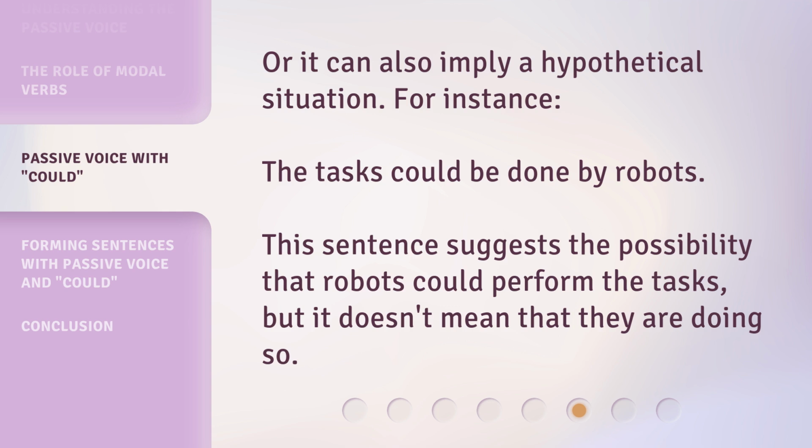Or it can also imply a hypothetical situation. For instance, the tasks could be done by robots. This sentence suggests the possibility that robots could perform the tasks, but it doesn't mean that they are doing so.